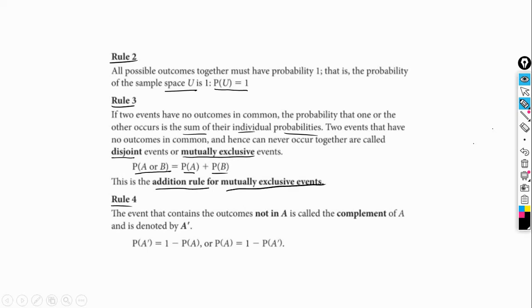Rule number 4. The event that contains the outcomes not in A is called the complement of A and is denoted by A prime. So the probability of A prime is 1 minus the probability of A, or the probability of A is equal to 1 minus the probability of the complement of A.